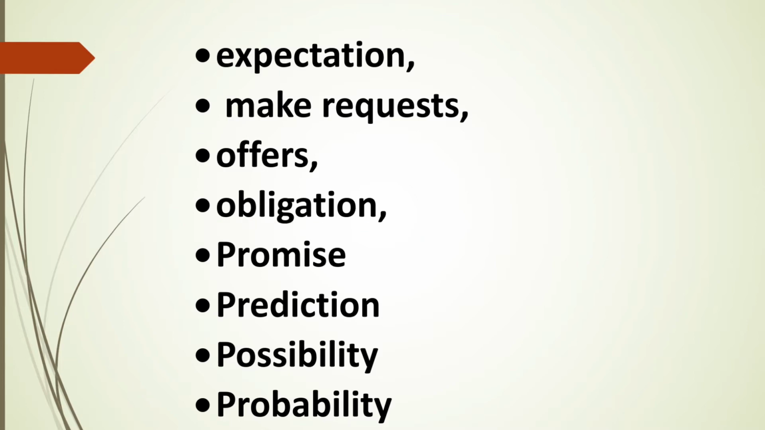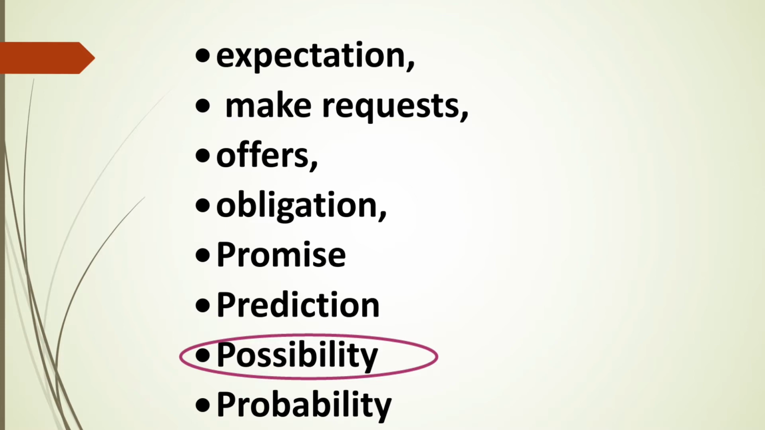The next function is promise. Promise means you promise something to someone. When you promise something to someone you have to use modal verbs. Next one, prediction. If you predict about the future, predict means foretell, like the weather. When you predict about the future, you have to use modals. The next one is possibility. Possibility means a chance of something occurring. If the chance is there, at that time you have to use modal verbs.